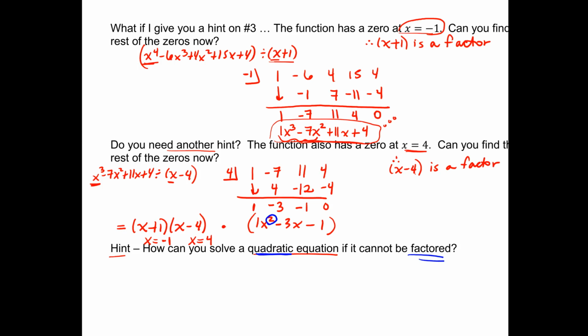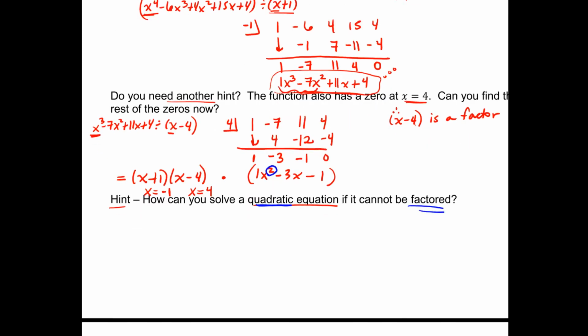Yes, quadratic, you're close. You said formula, quadratic formula. Yeah. So here, to find what x equals, I have x squared minus 3x minus 1. I'm setting it equal to 0. I'm going to use that quadratic formula.